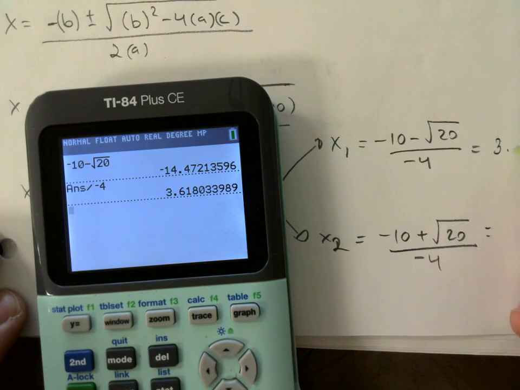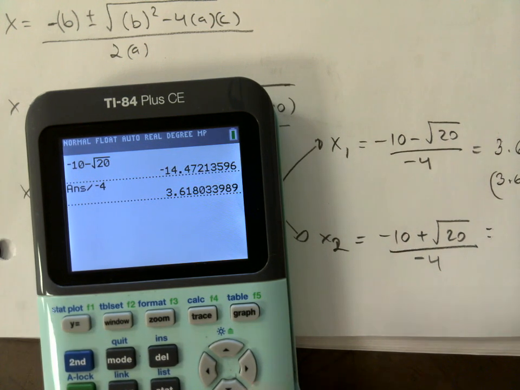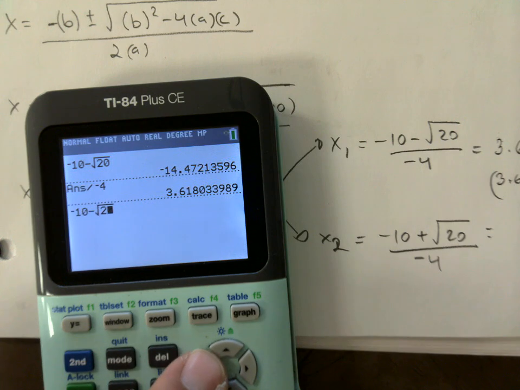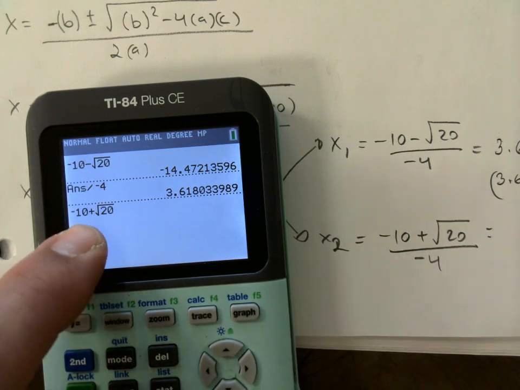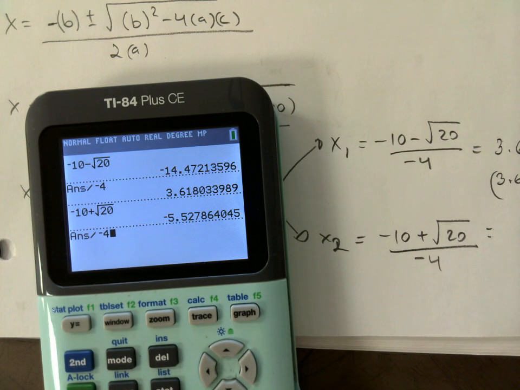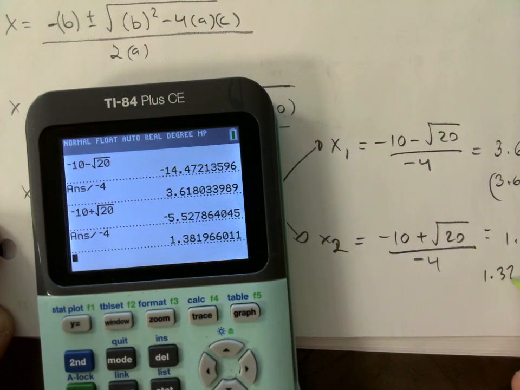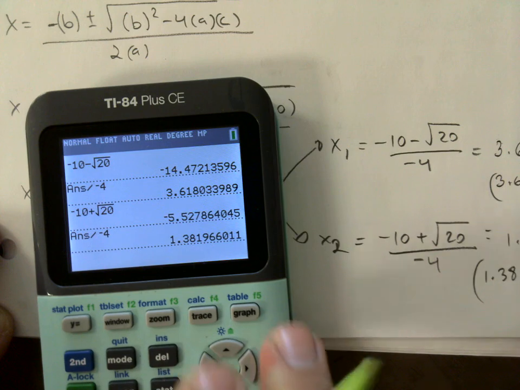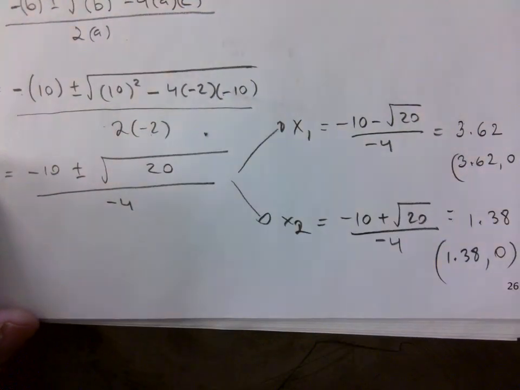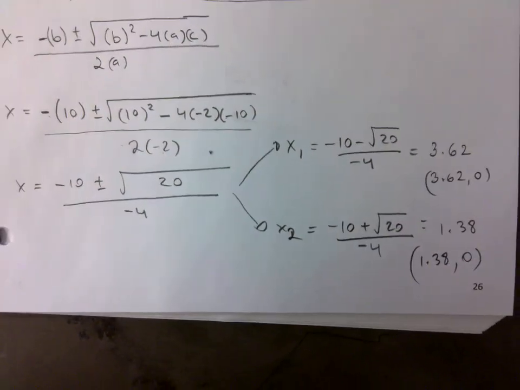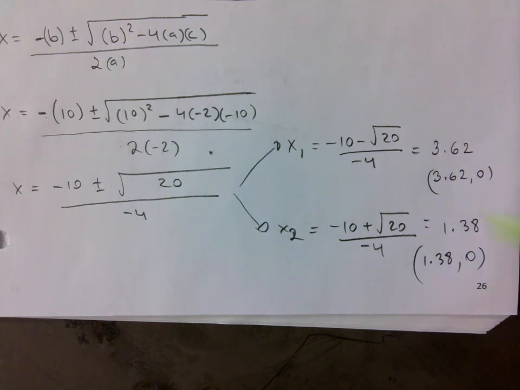So you get 3.62 first, right? So 3.620 is the first x-intercept. Copy, paste. Just replace that with a plus in between. And then divide by negative 4 again. So that's 1.38. So 1.380 is your second root there. Oops, you can't see that. There it is. So there you have your two roots one more time. Okay, I'm going to stop the video here.